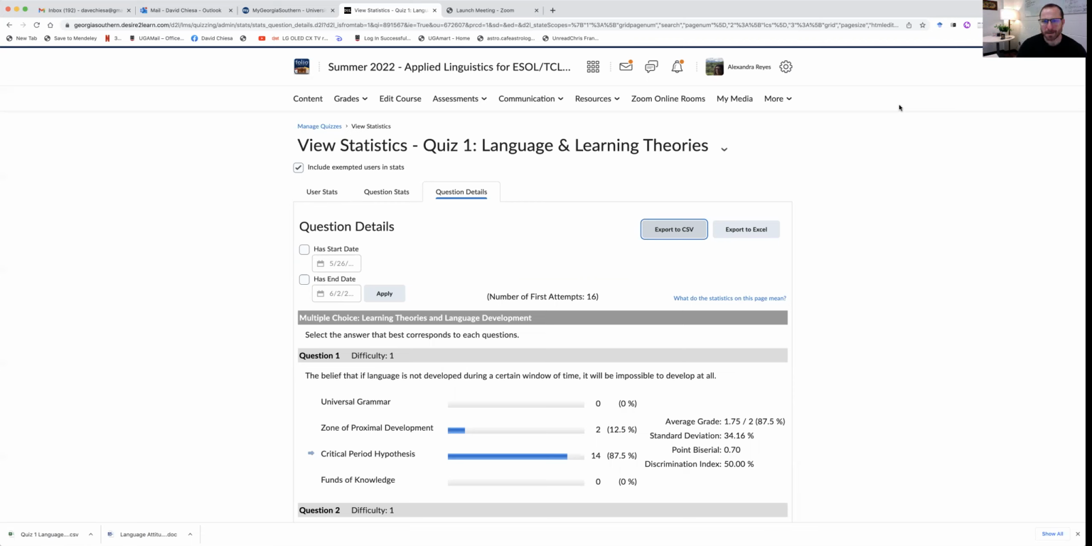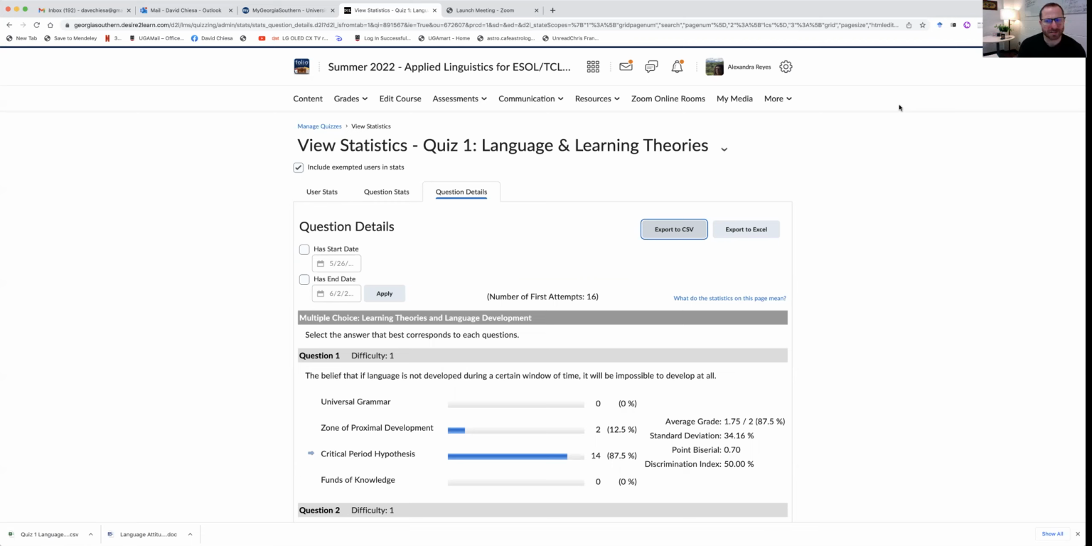And so here, if we take a quick look at question number one, the belief that if language is not developed during a certain window of time, it will be impossible to develop at all. And so clearly the average grade here was fantastic, 1.75 out of 2. Standard deviation was 34.16%. Now the closer standard deviation is to 0, the better. Closer to 1, not so good. And so the lower standard deviation means that as a group, you all thought very similarly. And so that's what we want.